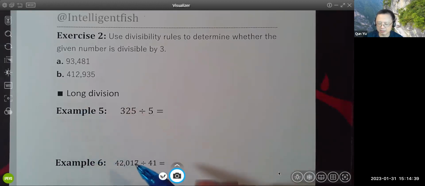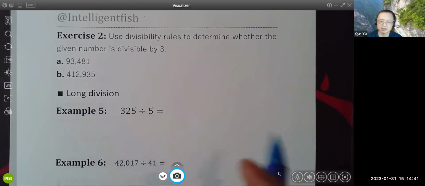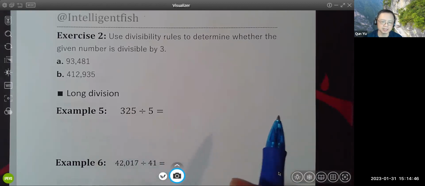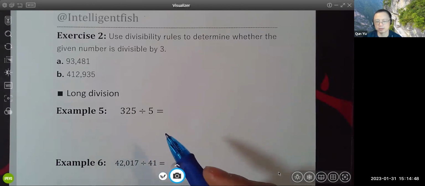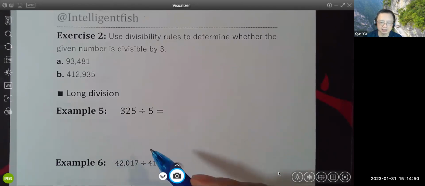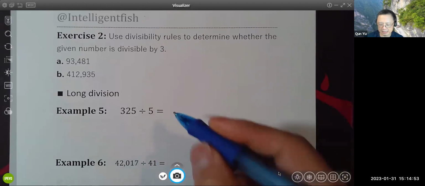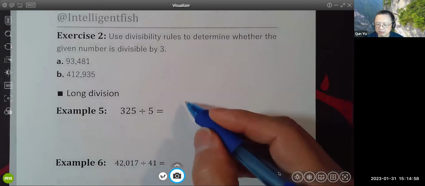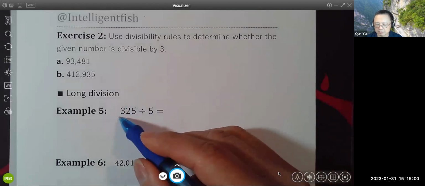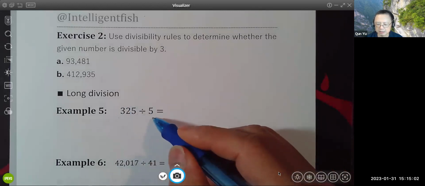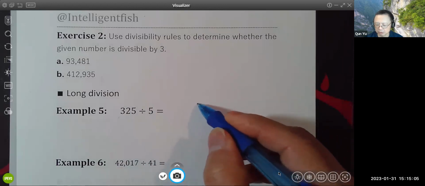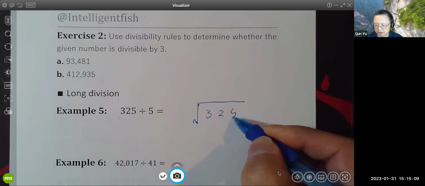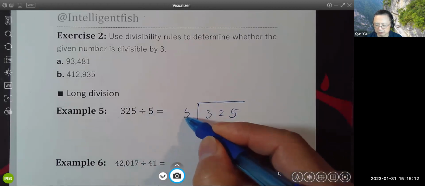Now let's look at the next topic. It's called long division. Everybody can use a calculator to get a result quickly these days, but we want to do it manually at the beginning when we learn it, to make sure everybody understands how things work, right? That is more important in learning, not just getting the result. Now let's do that. Long division: the first number is called the dividend. The second number is called the divisor. We put the dividend inside this symbol, 325, and we put the divisor outside.